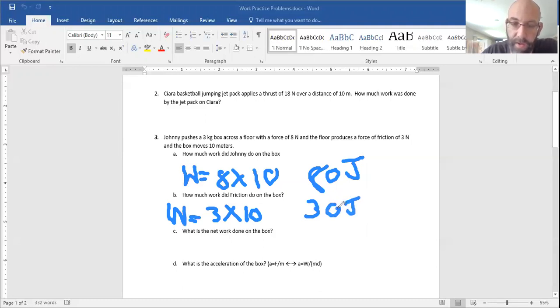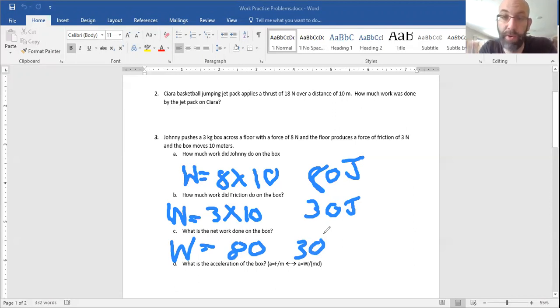Okay. Well, the net work is the sum of all of the works put together. So work would be 80 plus or minus 30. So let's think of it. Work is a vector, which means we have direction. We know friction always works against the motion of the object. So if Johnny's pushing it one way, friction has to work against it. Since they're going in 2 different directions, to signify that, we make one direction positive and one negative. It doesn't really matter. We'll just do 80 minus 30, which gives you a net work of 50 joules.